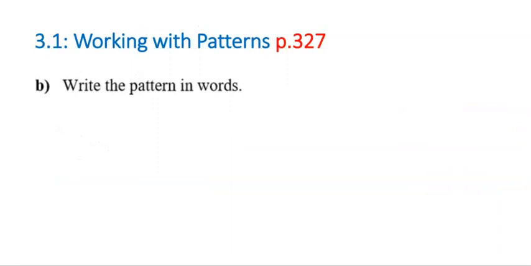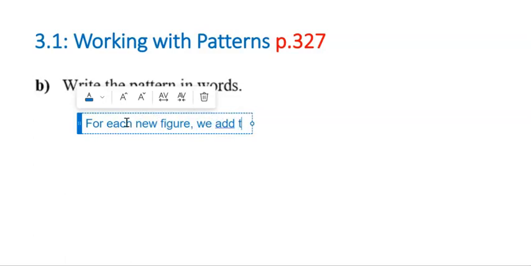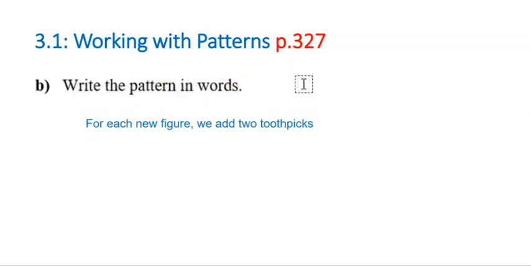So when they ask us to write the pattern in words, we can say something like, well, for every new figure, we add 2 toothpicks. And so the way we say it or write it could be slightly different from one another, but we're all going to come to the same kind of idea for the pattern. So for each new figure, we add 2 toothpicks, or there are 2 more toothpicks. Something like that would be how I would express this pattern in words.